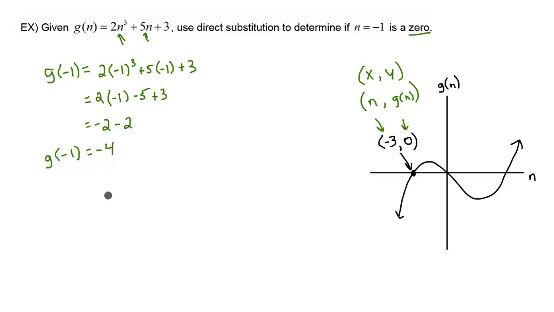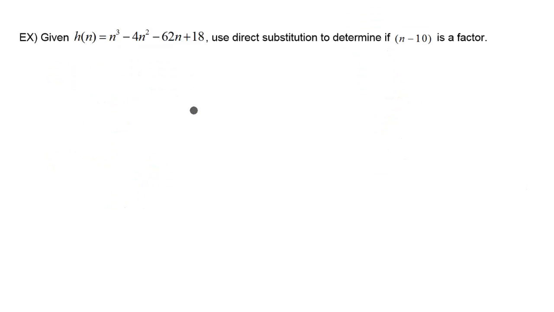So when n equals -1, our output is going to be -4. Was our output 0 at all? Nope, -4. So n equals -1 is not a 0. If it was a 0, that output value of -4 would have had to actually be a 0.